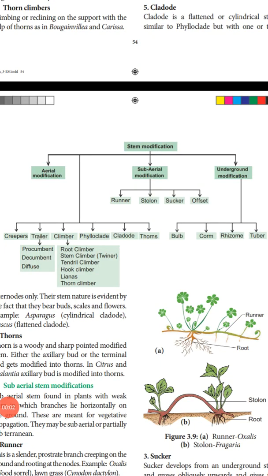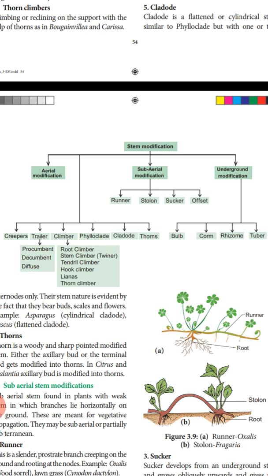Children, in this video we will be studying about stem modification. There are three types of stem modification seen in the stem: aerial stem modification, subaerial stem modification and underground stem modification. So aerial stem means what? The stem which grows above the soil. The entire stem will be above the soil.